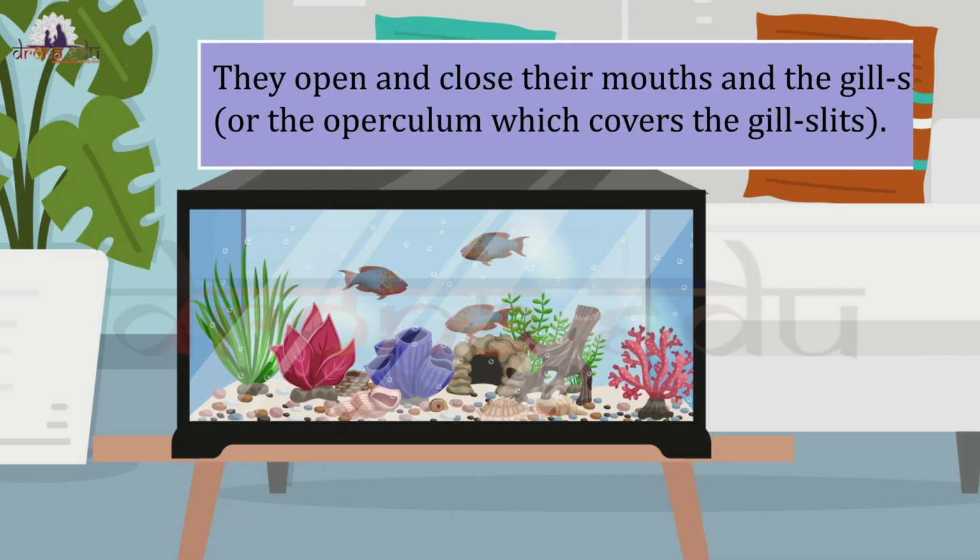Okay, have you ever seen a fish breathing? Let's do something simple and understand how respiration occurs in aquatic organisms. Observe fish in an aquarium. They open and close their mouth with the gill slits or the operculum which covers the gill.